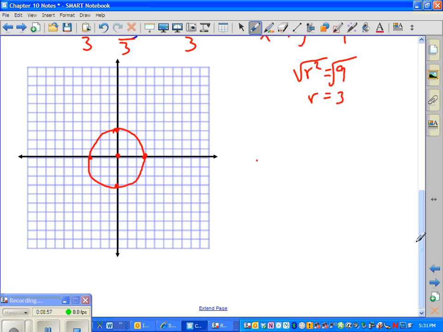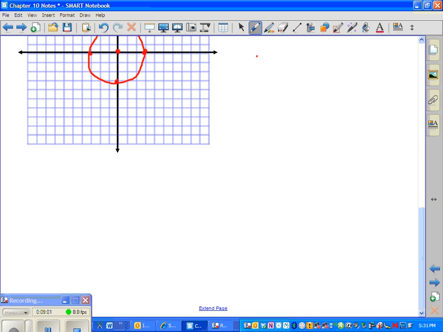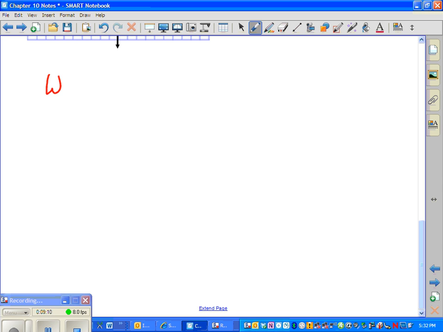Let me see what else you have to look at with circles. The one other thing that comes up with circles that could be pretty challenging is when you have to write the standard form. So when the directions say write the standard form.